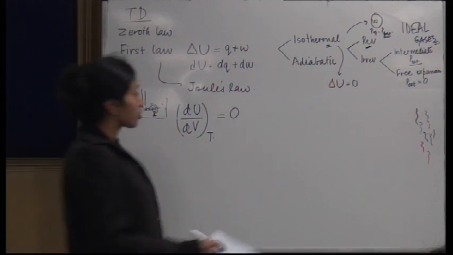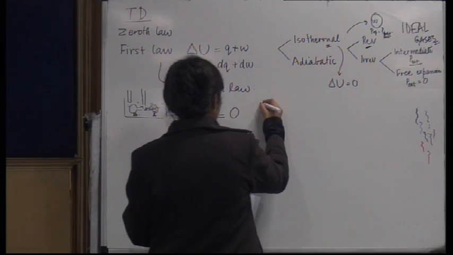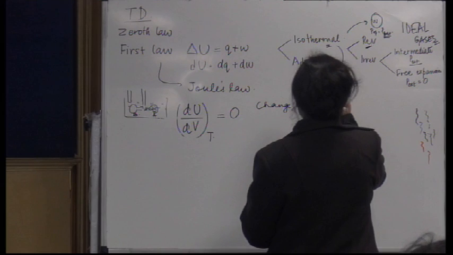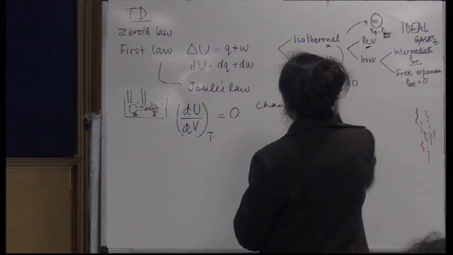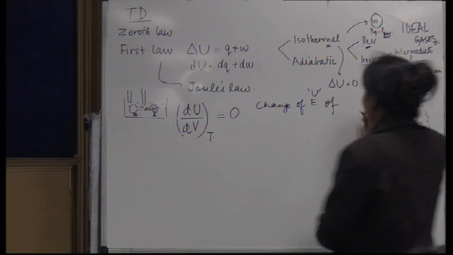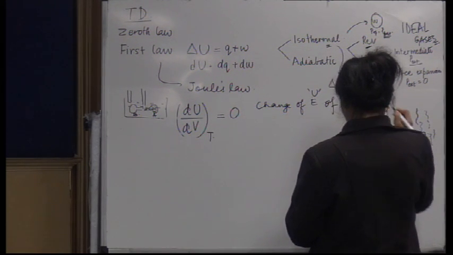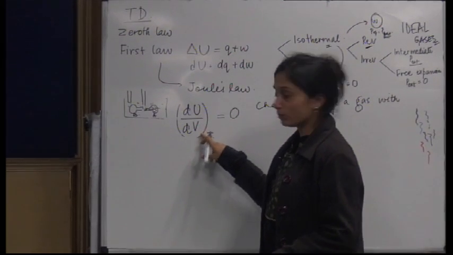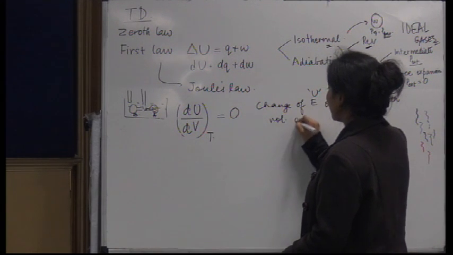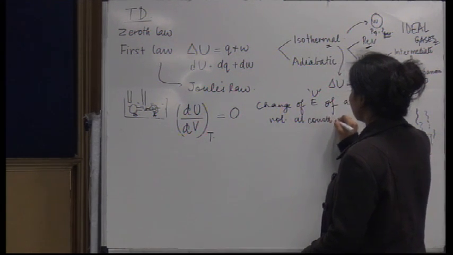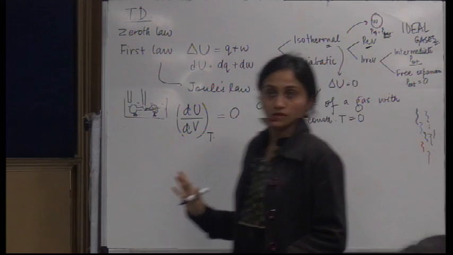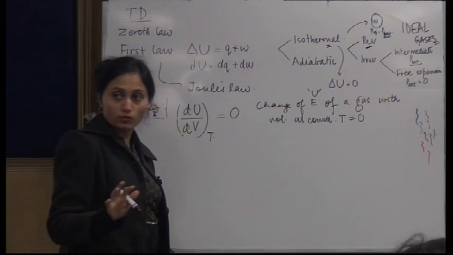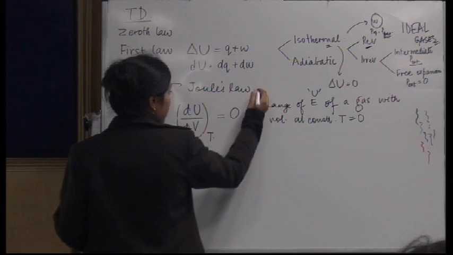Alright, so he gave a Joule's law for this, that is the change of energy. It is nothing but the change of energy of a gas. Change of energy means I am talking about internal energy. The change of internal energy of a gas with volume at a constant temperature will be equal to 0. And from here, this is known as the Joule's law.